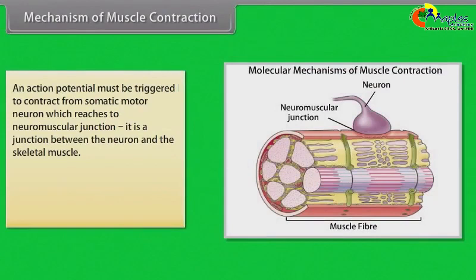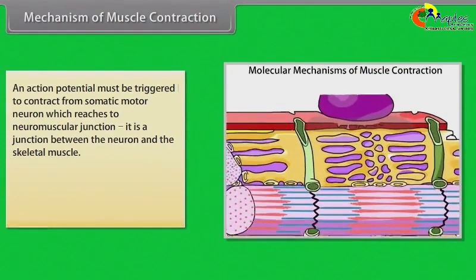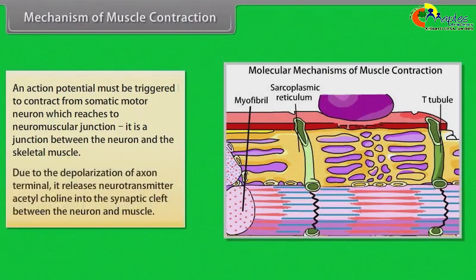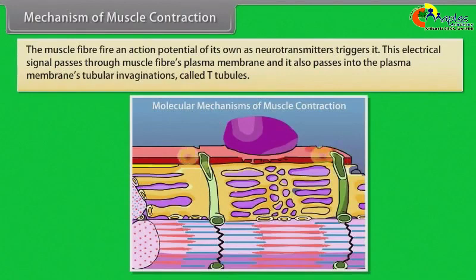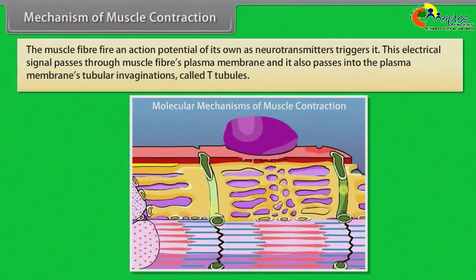An action potential must be triggered to contract from a somatic motor neuron, which reaches the neuromuscular junction. It is a junction between the neuron and the skeletal muscle. Due to the depolarization of the axon terminal, it releases the neurotransmitter acetylcholine into the synaptic cleft between the neuron and muscle. The muscle fiber fires an action potential of its own as neurotransmitters trigger it.